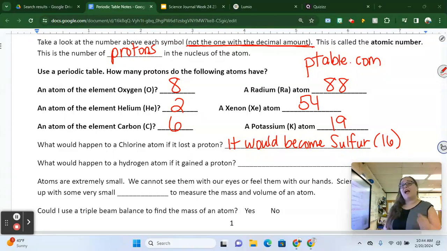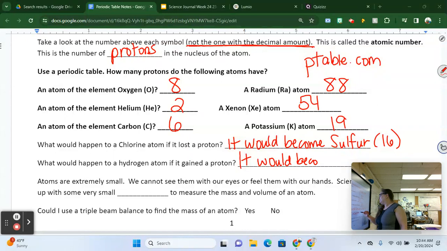So this is what happens to hydrogen atoms in the sun when the process of fusion occurs. So we have one hydrogen plus one hydrogen that gets slammed together. We now have 2 protons. Is it hydrogen anymore? Exactly, it's now helium. So it would become helium. And that's number 2.